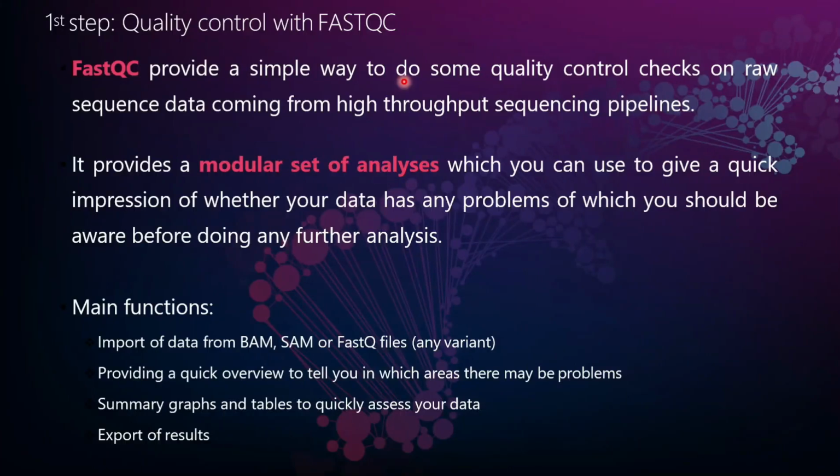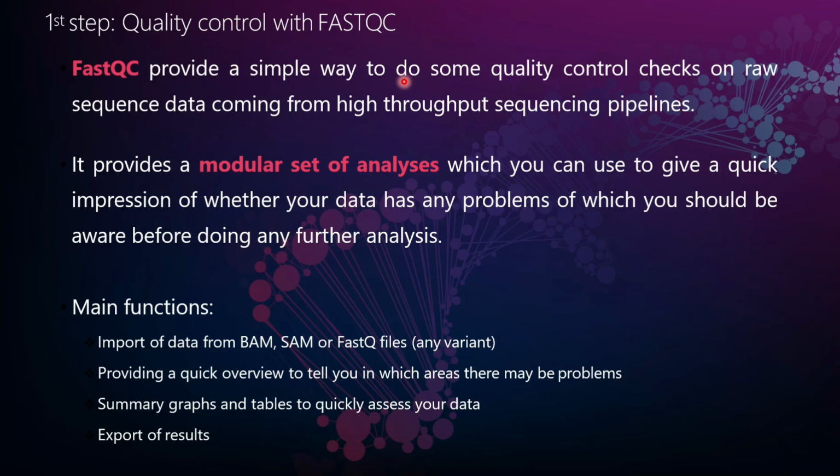So what is quality control, and which tool gives it to us? The FastQC main description: FastQC provides a simple way to do some quality control checks on raw sequencing data coming from high throughput sequencing pipelines. It provides a set of modular analyses which give a quick impression of whether your data has any problem of which you should be aware before doing further analysis.